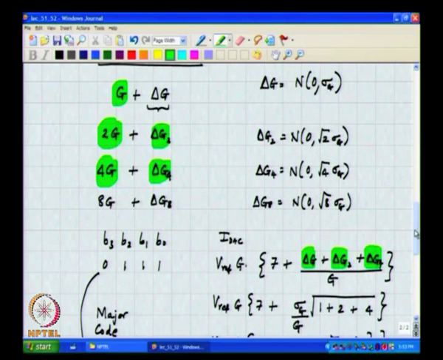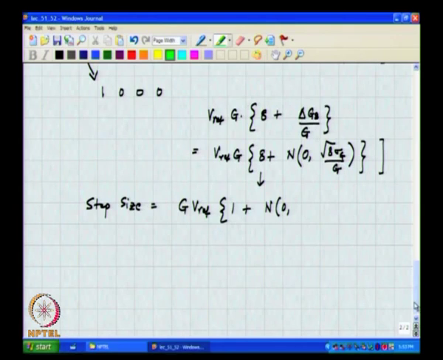However, what are we subtracting? We are subtracting delta g plus delta g2 plus delta g4 from delta g8, and all these are uncorrelated random variables, you understand, which is why the variances add in the square sense, and therefore, you get a square root of 15 times sigma g by g. Does it make sense?